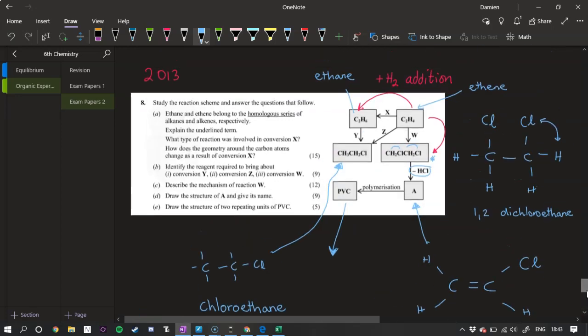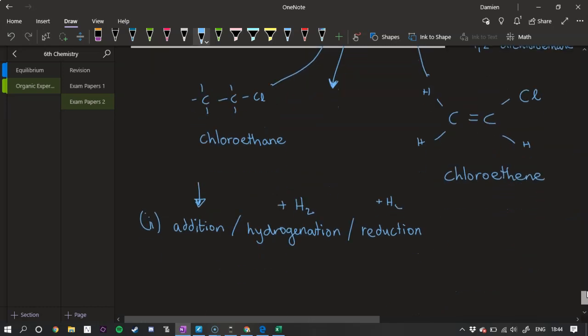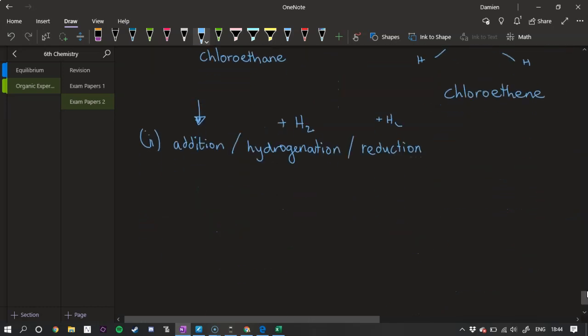The next question then says, how does the geometry around the carbon atoms change as a result of conversion X? So if you're moving from ethene to ethane, how is the geometry changing? So let's have a look at that. Well, ethene is shaped like this, and we're going to add our hydrogen, and it converts into ethane.